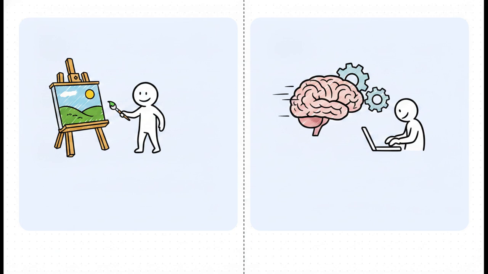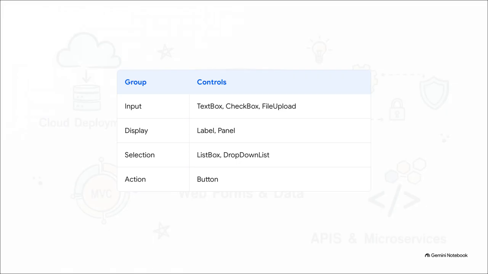This separation is absolutely crucial because it allows a designer to tweak the visual page while a programmer simultaneously writes the C# logic behind it, without stepping on each other's toes. Now, instead of trying to memorize some massive, random list of standard controls, just group them logically by what they actually do. You've got input controls, like the text box for typing, checkbox for true or false toggles, and file upload for, well, sending files to the server.